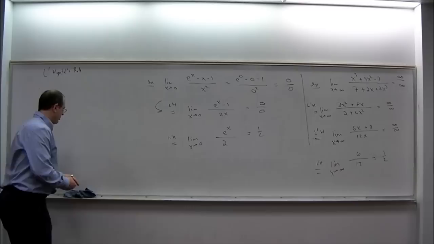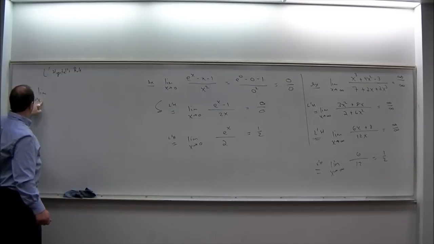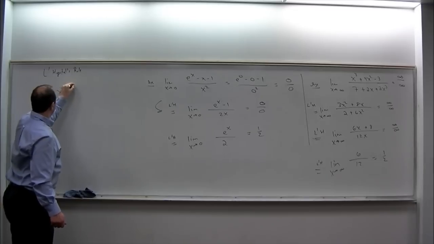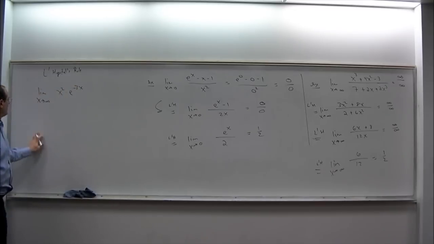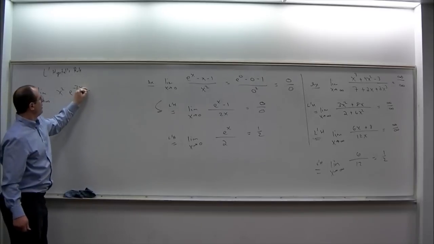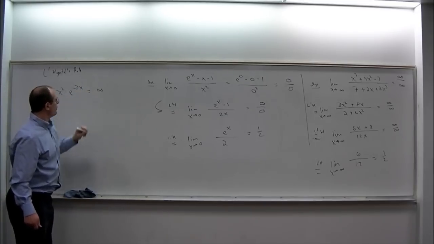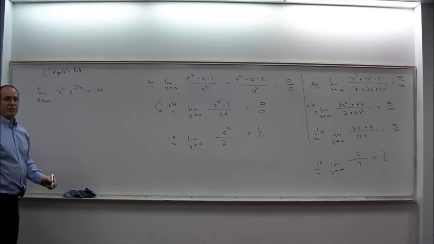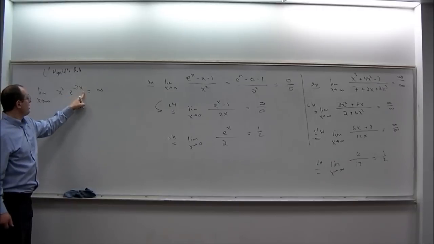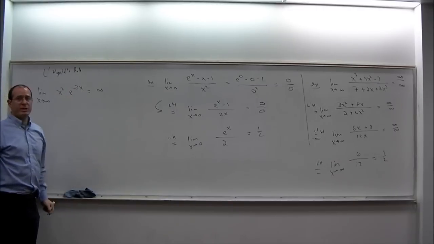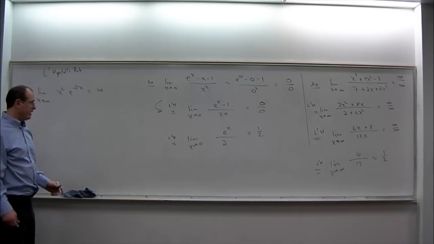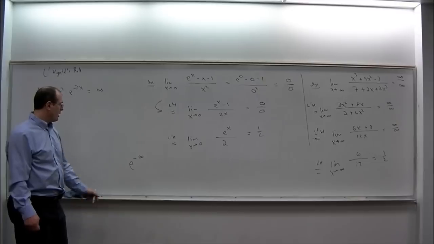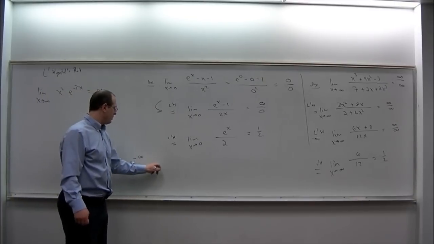Let's take a look at another example. The limit as x goes to infinity of x squared times e to the minus 3x. So as x goes to infinity, x squared goes to infinity for sure. And as x goes to infinity, what happens to e to the negative 3x? 3x itself goes to infinity, so negative 3x is going to negative infinity. So how do we interpret e to the negative infinity? Well, a negative exponent means that we should be taking the reciprocal.